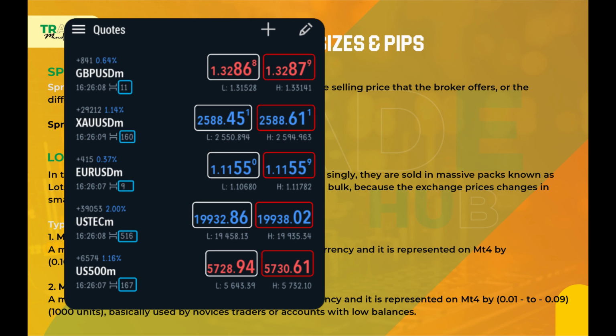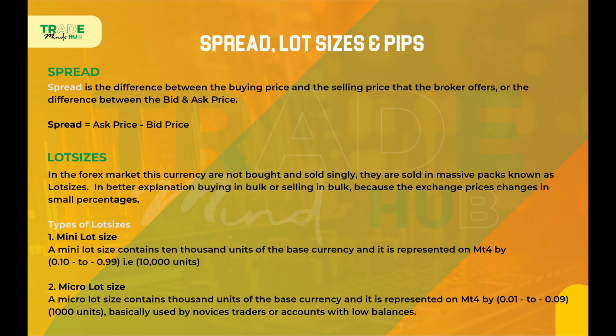Also, the figures in the white boxes are called the bid price, and the figures in the red boxes are called the ask price. The brokers offer a certain number of pips or points for us to trade. So every time we take a trade, we pay for spread, which we'll learn when we look at how to take a trade.